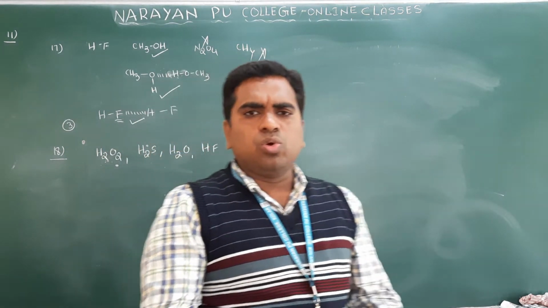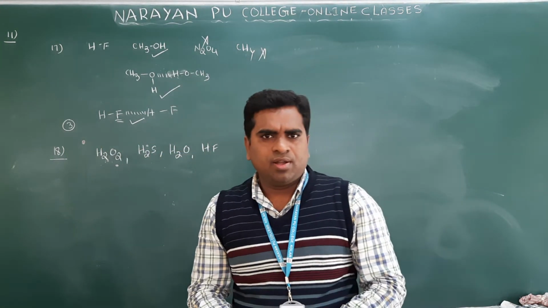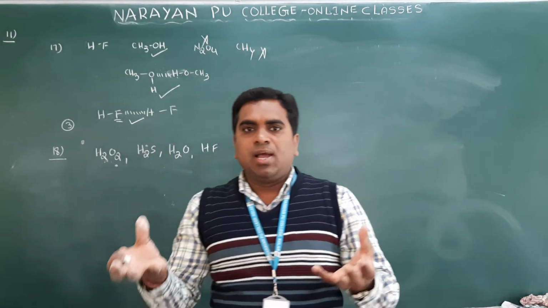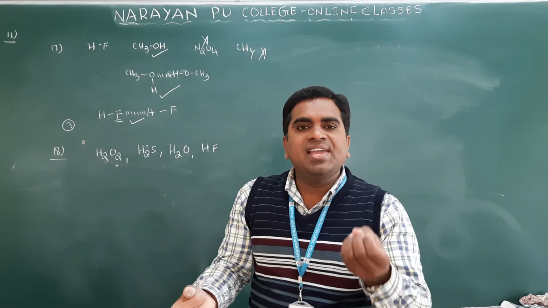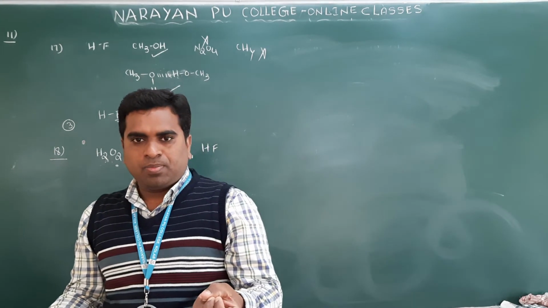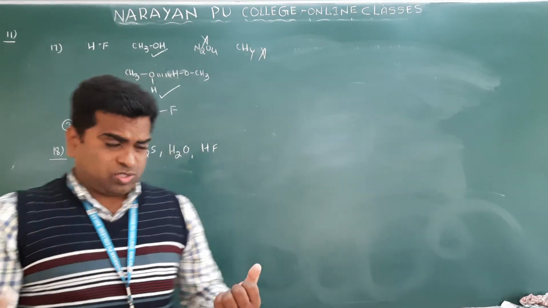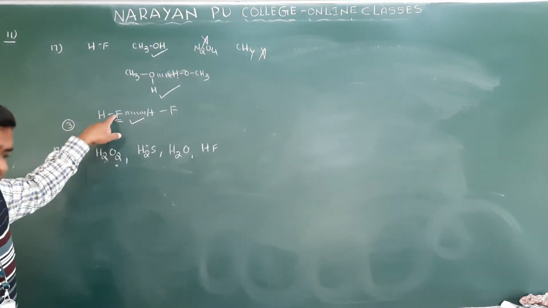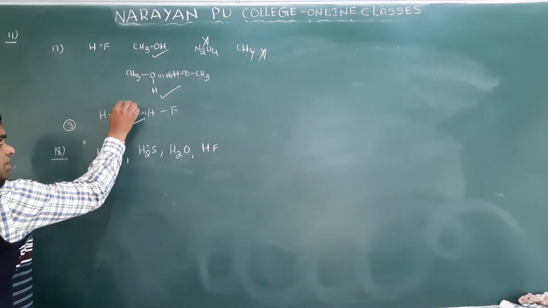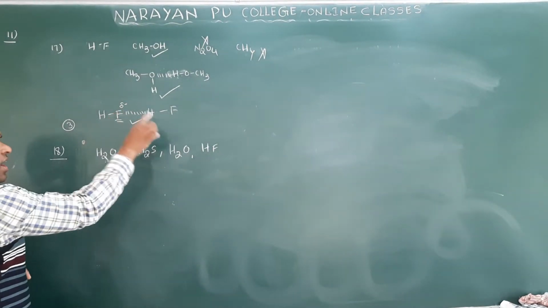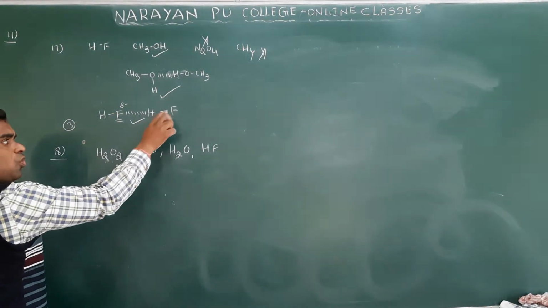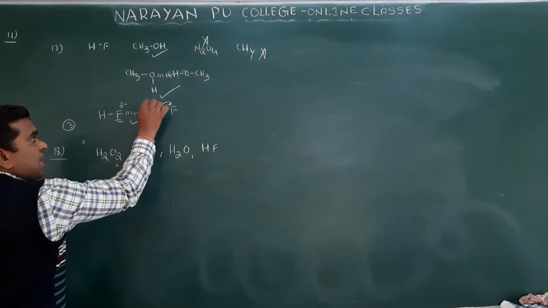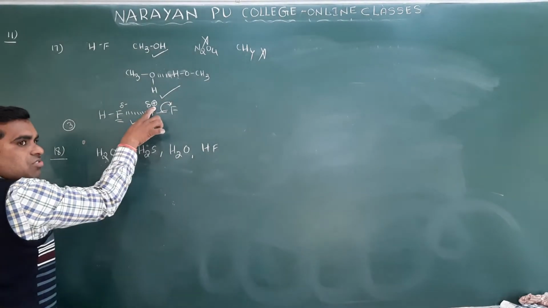And what is hydrogen bonding? Hydrogen bonding means attractive forces between the hydrogen and the highly electronegative atom. Clear? If a highly electronegative atom is there, then what will happen? The charge density will be very, very high. Here, hydrogen and fluorine: fluorine is a highly electronegative atom, so it takes the electrons and creates a much more positive charge on hydrogen.